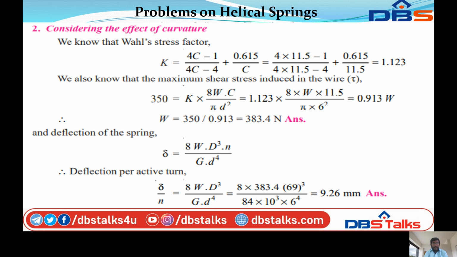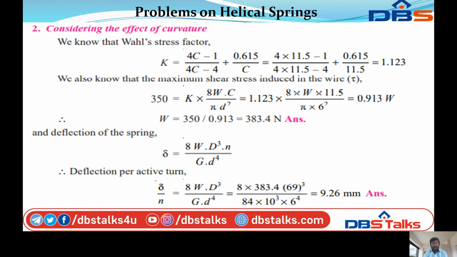So we also know that the maximum shear stress induced in the wire tau is equal to 350 into K into 8 W into C by pi D square. So that is equal to, substitute the values. W we can calculate. So 1.123 into 8 into W into C 11.5 by pi into D square, that is equal to 0.913 W. So we can calculate W is equal to 350 divided by 0.913, so that is equal to 383.4 Newton.